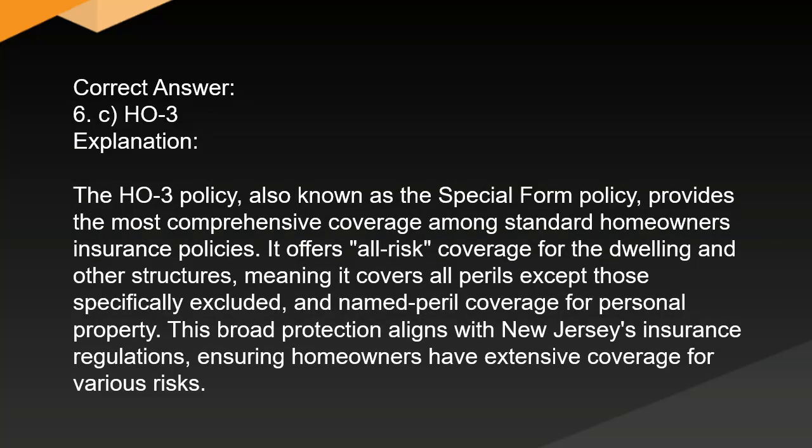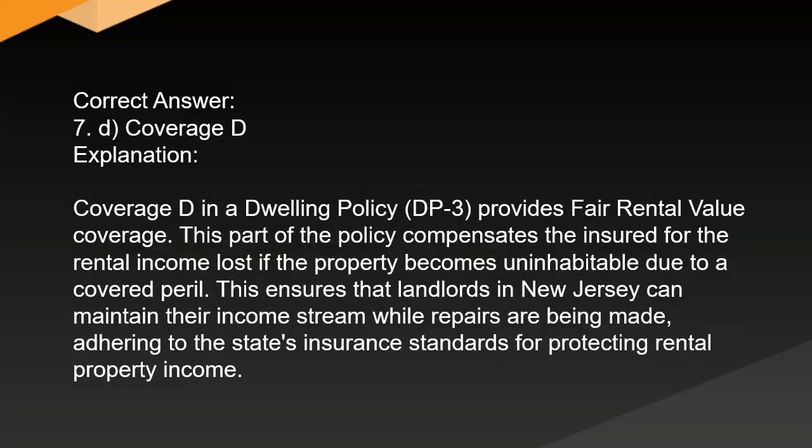Correct answer: C. HO3. Explanation: The HO3 policy, also known as the Special Form Policy, provides the most comprehensive coverage among standard homeowners insurance policies. It offers all-risk coverage for the dwelling and other structures, meaning it covers all perils except those specifically excluded, and named peril coverage for personal property. This broad protection aligns with New Jersey's insurance regulations, ensuring homeowners have extensive coverage for various risks.